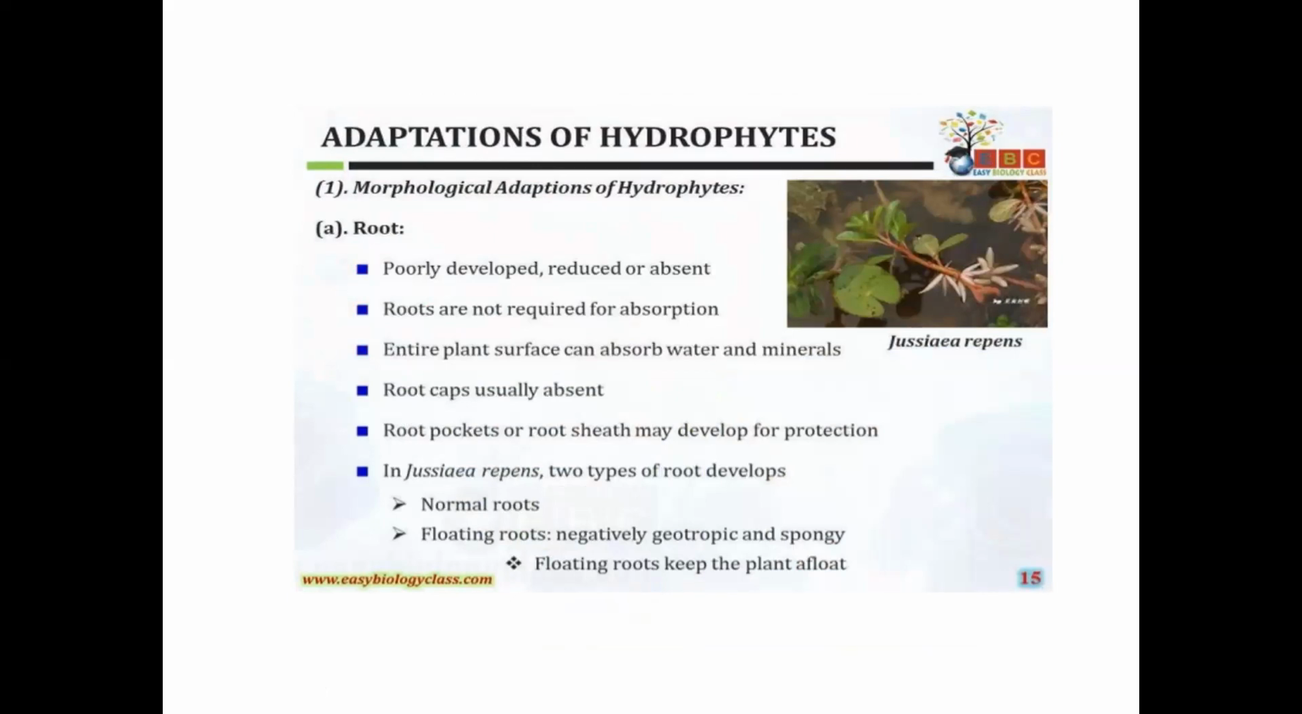may be reduced or it may be absent, and roots are not required for absorption, because the entire plant surface will help in the absorption of water. Generally root caps are also absent in hydrophytes, and root pockets or root sheath may be present for the protection. And in Jussiaea, two types of roots are seen, that is the normal roots and floating roots.